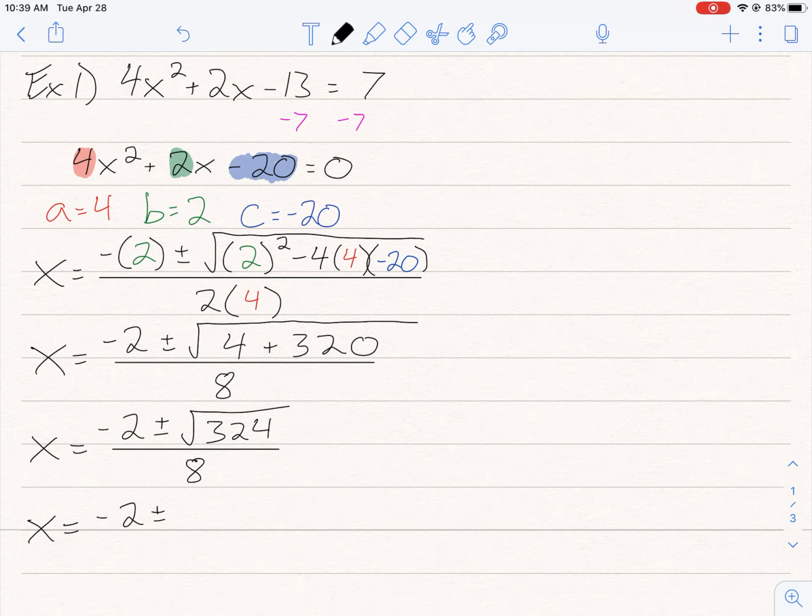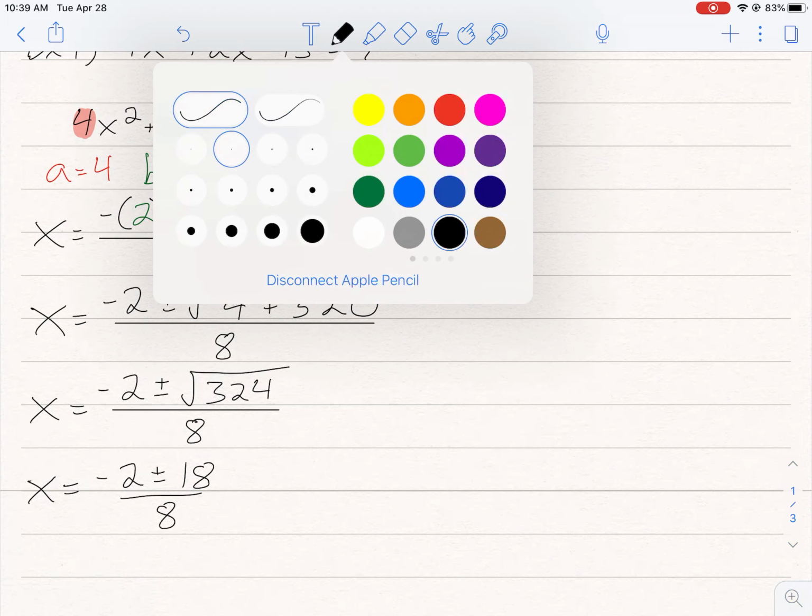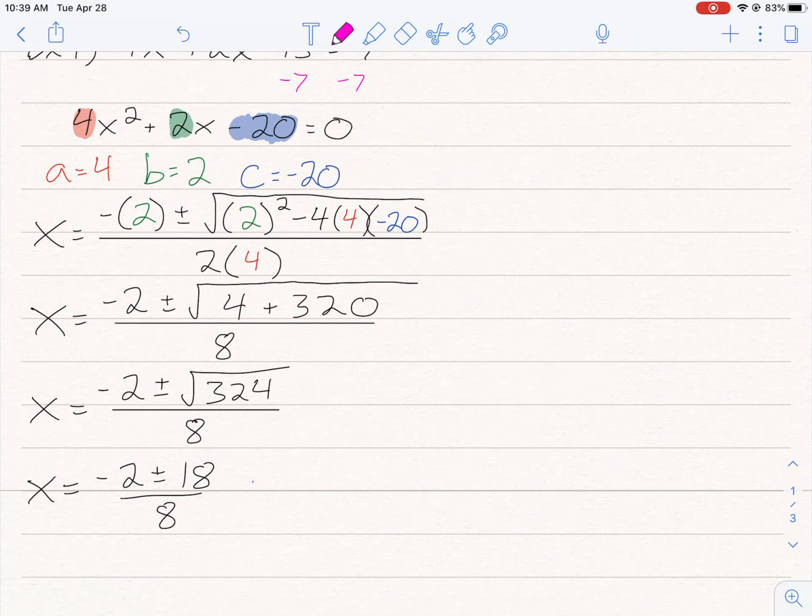So x is equal to negative 2 plus or minus the square root of 324 is 18, all over 8. Now, I don't want to leave it like this, and if you recall from our previous lesson, we talked about when you have a plus or minus a number, that there's going to be two equations here.